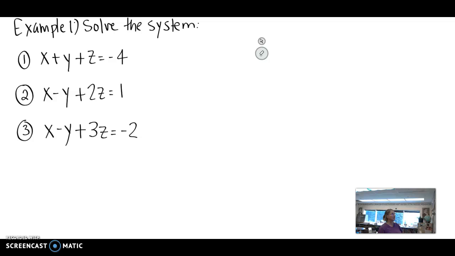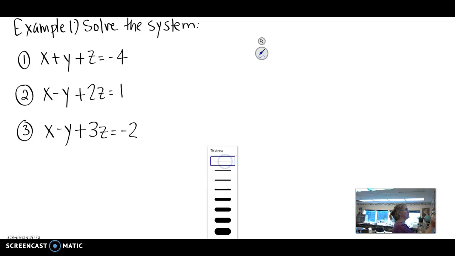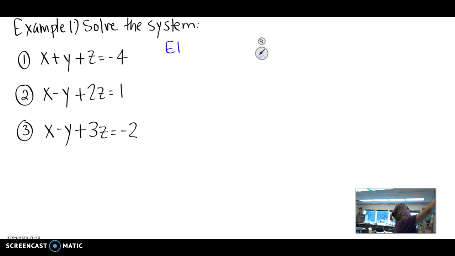In equation 2, we have 1x minus 1y plus 2z. And then in equation 3, we have a 1 and a negative 1 and a 3. So which one would be the easiest to get rid of? I'm going to say let's eliminate y. And that is not the only choice. I wouldn't try z though. It really doesn't matter. These numbers are pretty easy to work with. But sometimes it will make it harder or easier depending on your first choice here. So I'm going to say let's eliminate y, and I'll show you why I'm doing that.